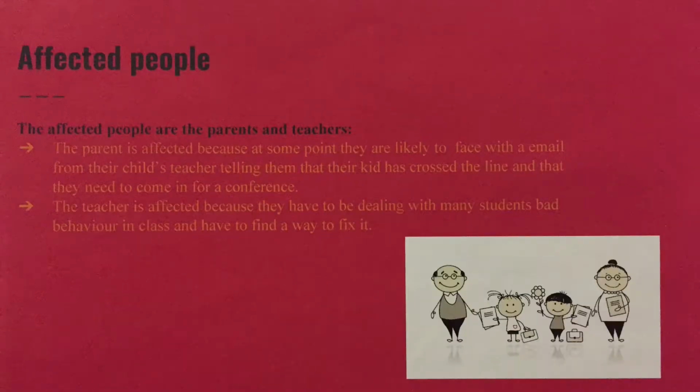The affected people are the parents and the teachers. The parents are affected because at some point they're likely to face an email from their child's teacher telling them that their child has crossed the line and that they need to come in for a conference. Also, the teachers are affected because they have to deal with many students' bad behavior in class and have to find a way to fix it.